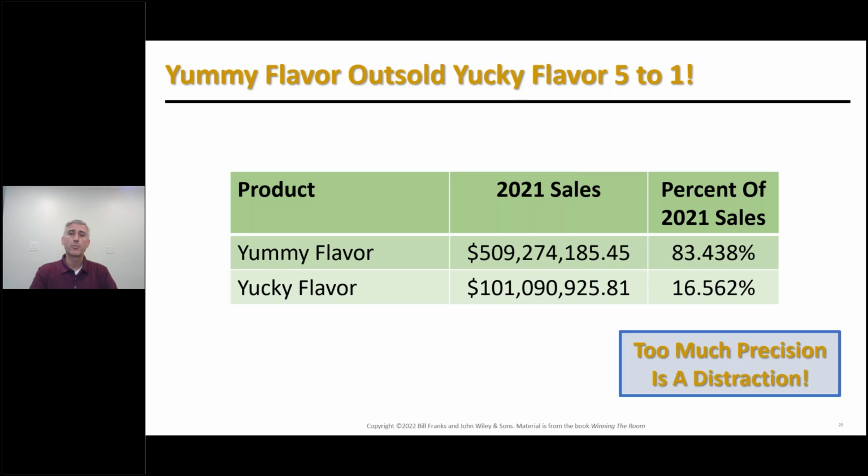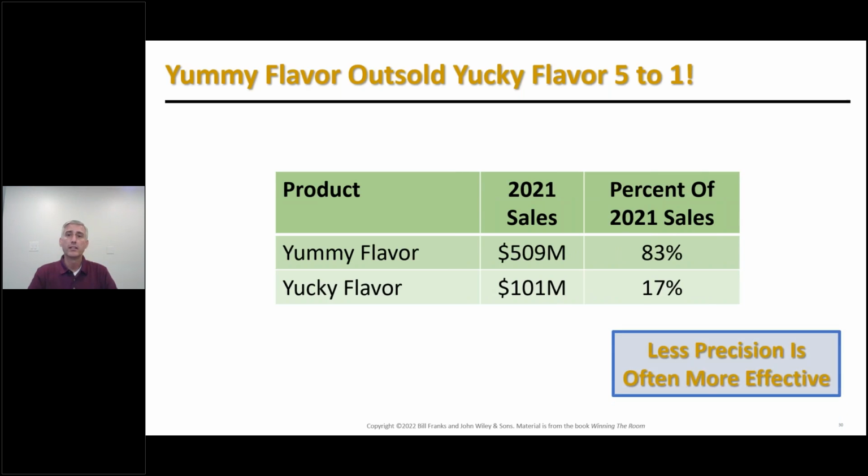I can clean this up a lot by putting it in 509 million versus 101 million and 83 versus 17. The reality is this gets across the point of the 5-to-1 ratio much more easily than the past. So resist that urge to just paste numbers from an analytical tool, which will almost always have a ton of decimals. Sometimes you might need those decimals. Most often you don't, so take them out.